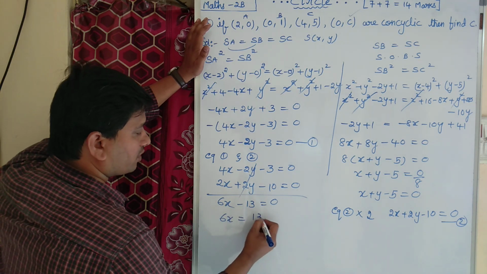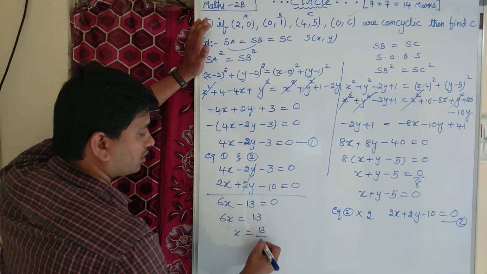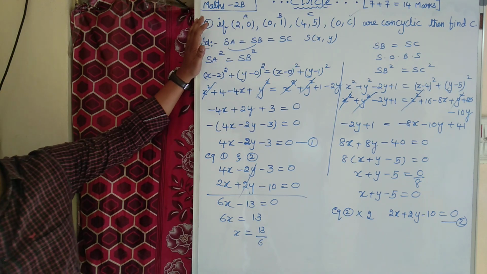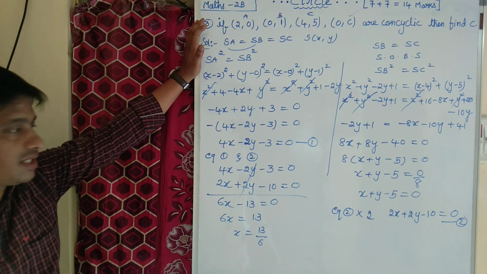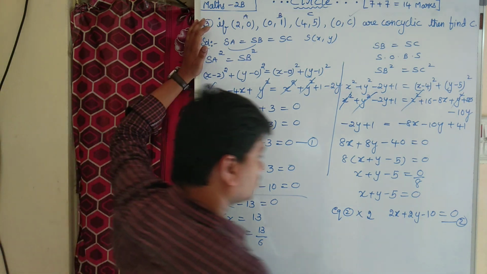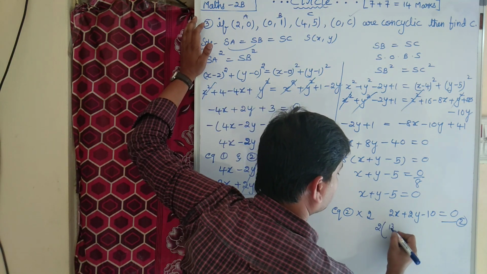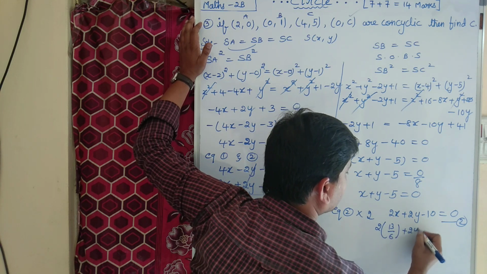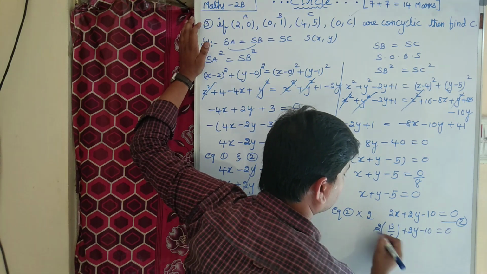So 6x equal to 13. So x equal to what? 13 by 6. So what is our x coordinate? x equal to 13 by 6. Now substitute x equal to 13 by 6 in equation number 1 or equation number 2. So let me substitute here: 2 into 13 by 6 plus 2y minus 10 equal to 0. 2 ones are 2, 2 threes are 6.